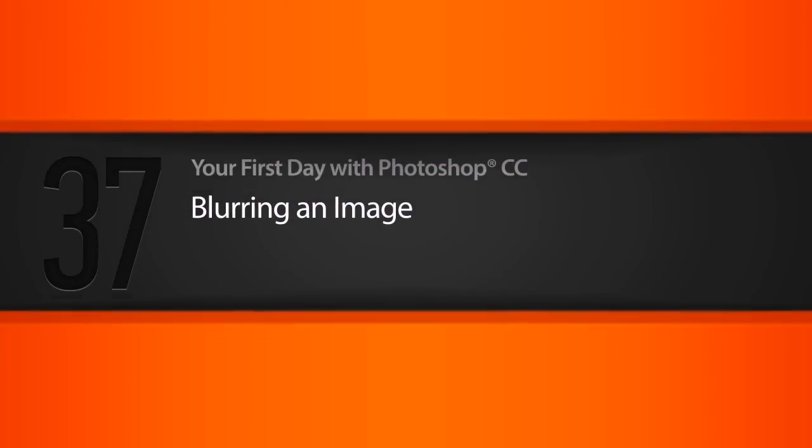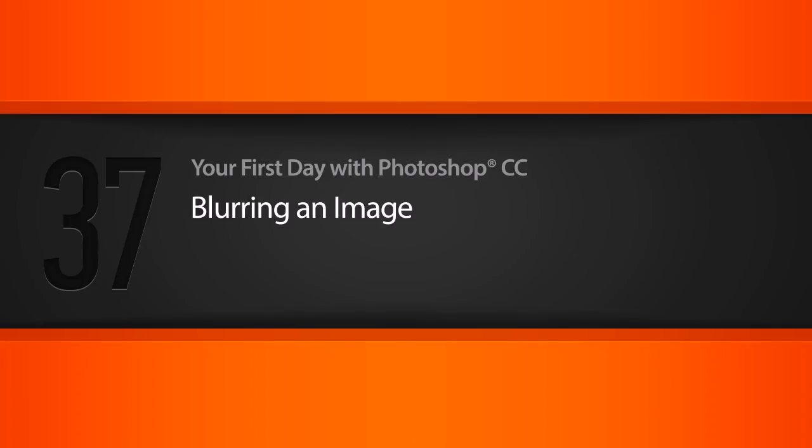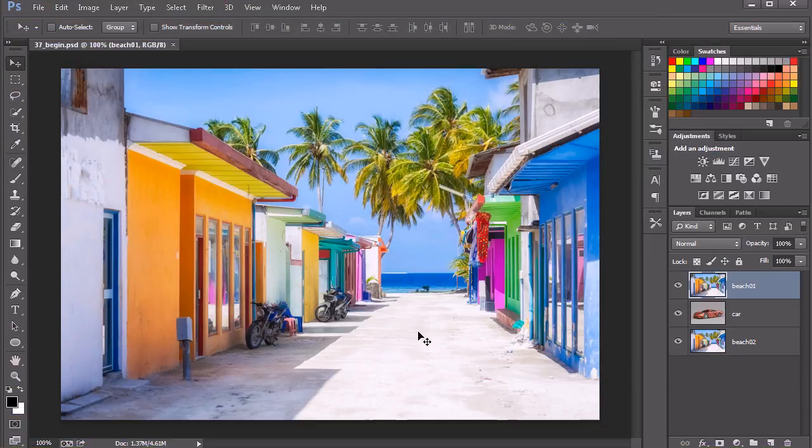In this lesson, we'll learn how to blur an image using filters here inside of Photoshop. Okay, great. So this is the Lesson 37 Begin file. And when it comes to blurring an image, that sounds like a pretty simple process. Really, either an image is blurred or it's not blurred. But inside of Photoshop, it's really not quite that simple.